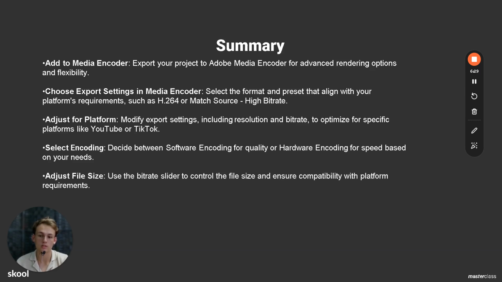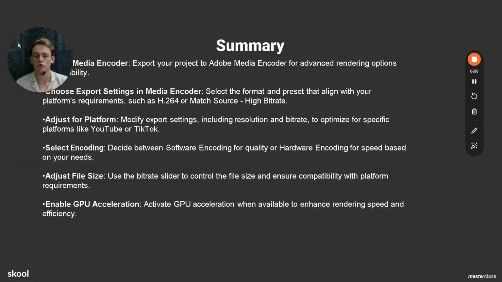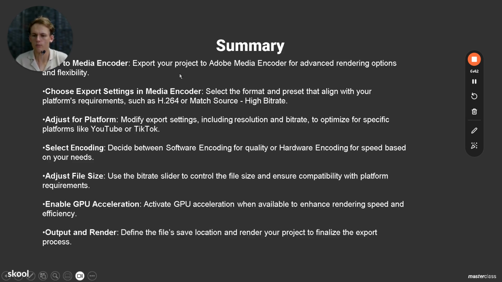Adjust the file size, so use the bitrate slider to control the file size and ensure compatibility with the platform requirements. And then enable GPU acceleration, so activate the GPU acceleration when available to enhance rendering speed and efficiency. Then we need to output and render, so define the file's save location and render your project to finalize the export process.